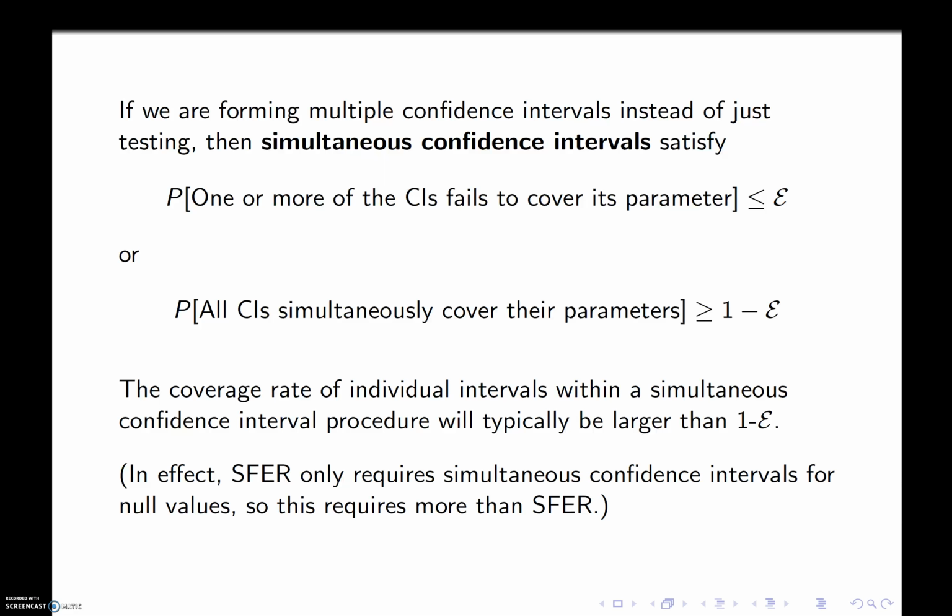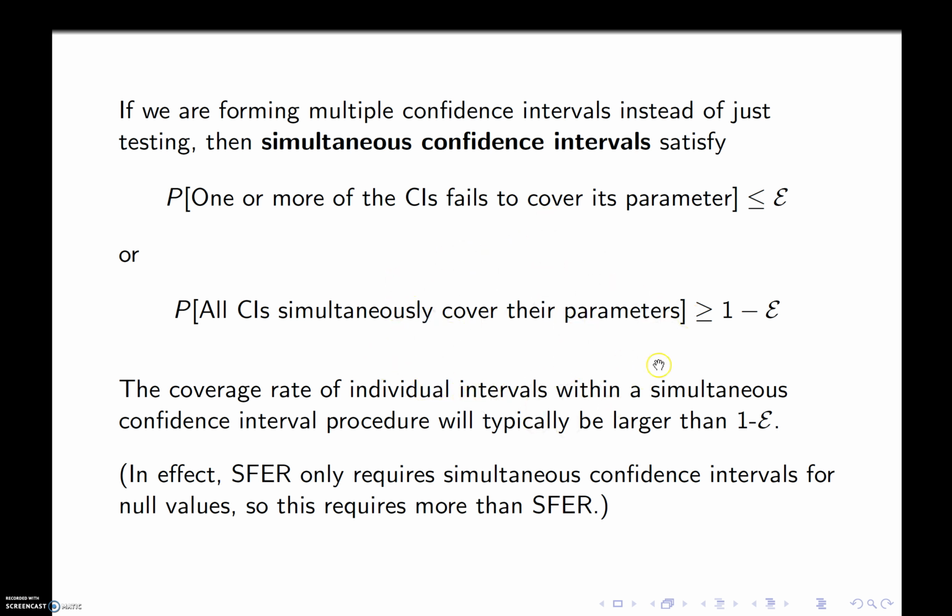So if we're going to form multiple comparison intervals, we just want to perform what we call simultaneous confidence interval estimation, so that the probability that one or more of these CIs fail to cover the true parameter is less than epsilon, or the probability that all CIs simultaneously cover their parameters is greater than 1 minus epsilon. I prefer this second notation.